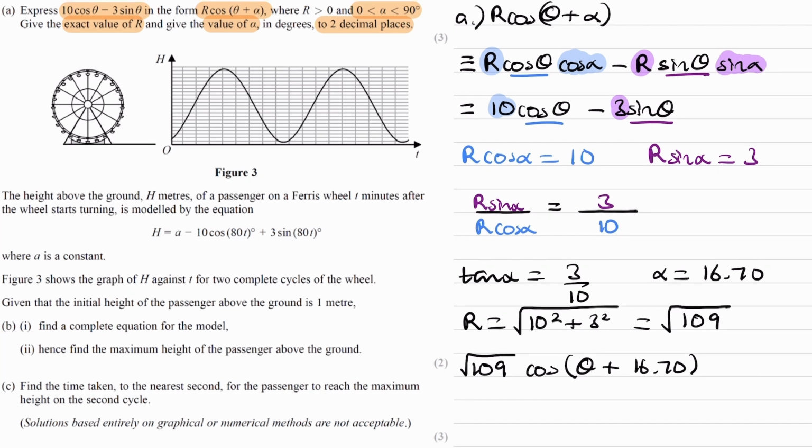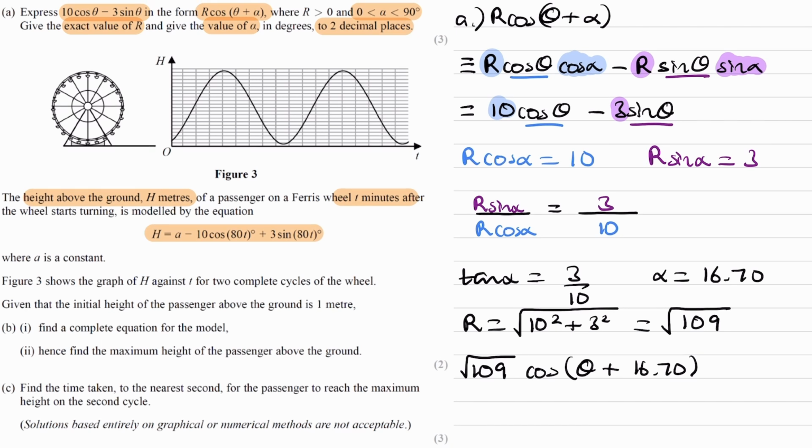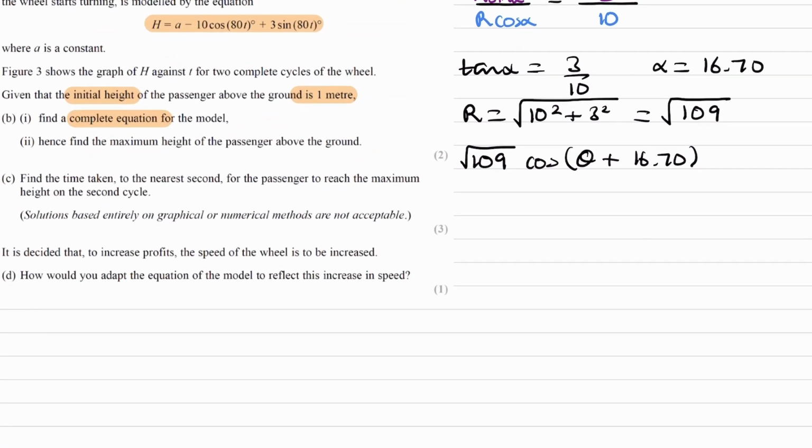The height above the ground, h meters, of a passenger on a Ferris wheel t minutes after the wheel starts turning is modeled by this equation here. So let's take mental note of the units. h is in meters, t is in minutes. We're told that a is a constant. Figure 3 shows the graph of h against t for 2 complete cycles of the wheel. Given that the initial height of the passenger above the ground is 1 meter, find a complete equation for the model. Alright, so let's rewrite this equation.